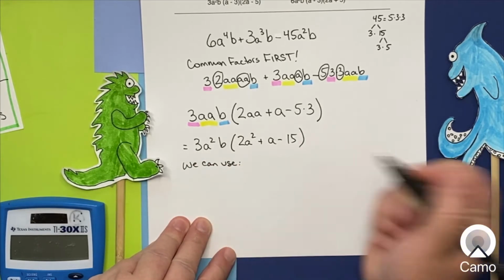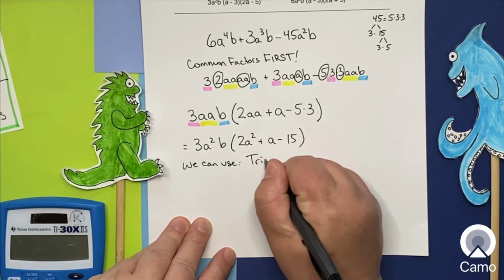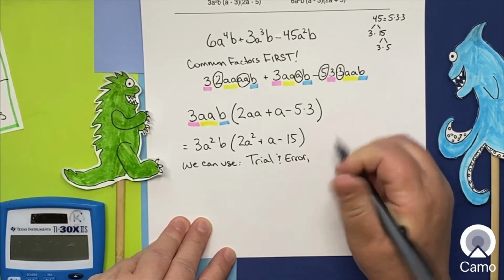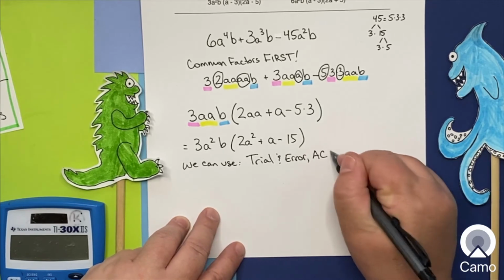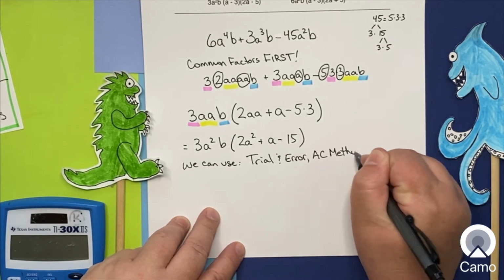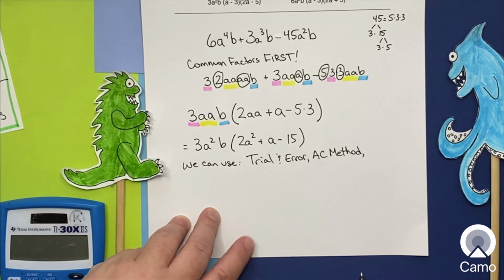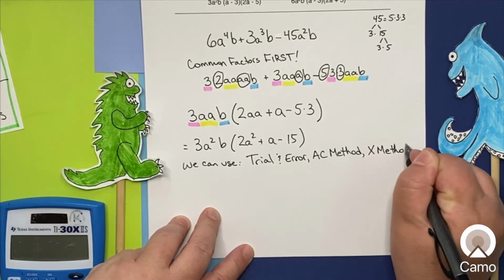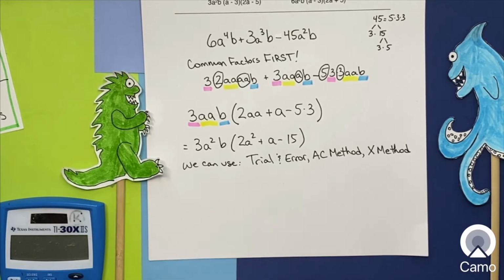we can use trial and error. We can use the AC method. And if you studied it, we can use the X method. The X method isn't in the book. It's a video that I made.